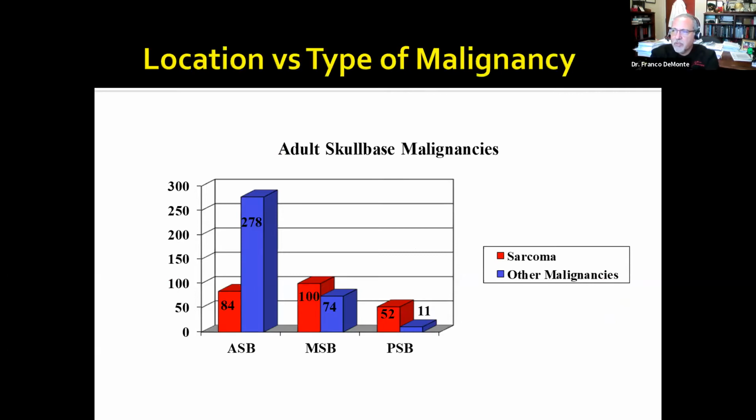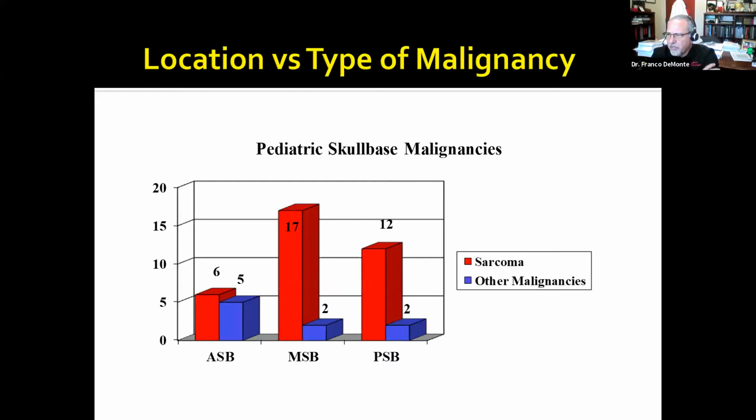In adults, the majority of the malignancies are in the anterior skull base, and the majority of those tumors are of epithelial origin. As you go more posteriorly in the cranial base in adults, the relative percentage of sarcoma increases the further back in the skull base that you proceed. Much different than in children, where the majority of tumors we see are in the middle skull base, and the majority of those are sarcomatous.